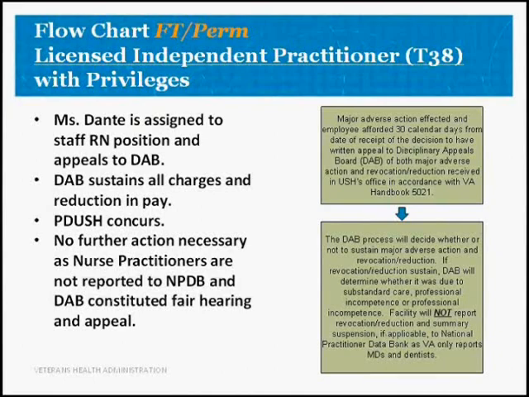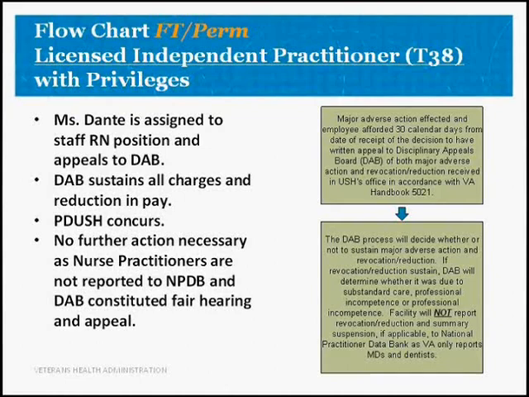The DAB sustains all the charges in her reduction in pay. The Principal Deputy Under Secretary for Health concurs, and the notification goes back to the facility. But no further action is required as far as reporting the nurse practitioner to the National Practitioner Data Bank. Remember, because we don't report nurse practitioners to the National Practitioner Data Bank.